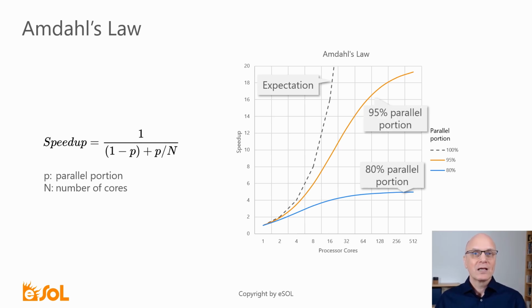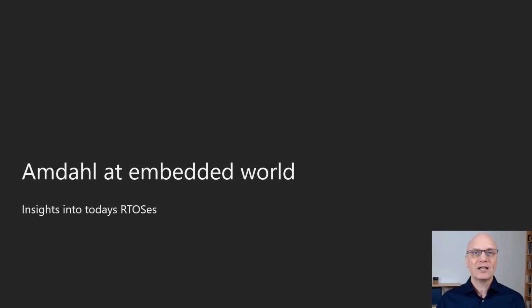1 core. With just 15% more parallelism, in total 95%, the speed up at 8 cores would be already 6 times, much closer to the expected one. Small changes to the parallel portion lead to a very large effect at the speed up. With more cores, such as 16 and 32 core hardware, this effect becomes stronger and stronger. Let us now consider the implications of Amdahl's law for embedded real-time operating systems.